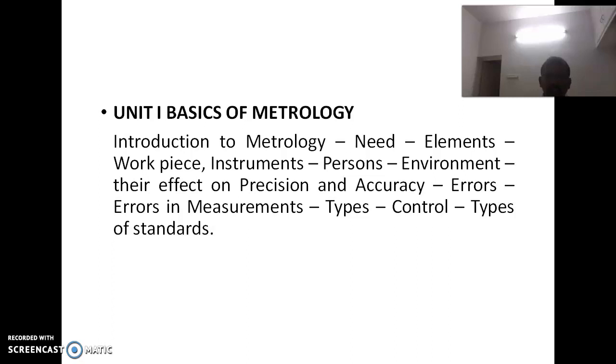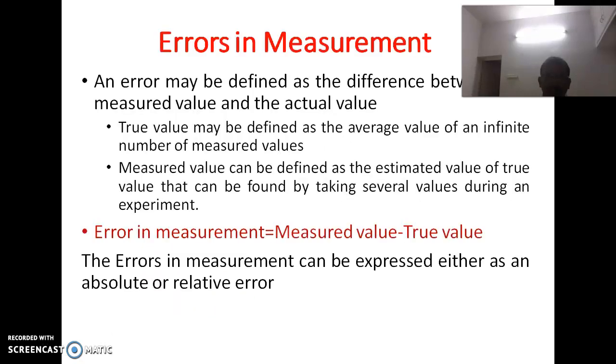Error is nothing but measured value minus true value. Measured value is the value observed by a metrological instrument. True value is a standard value. We will discuss the different types of errors. So error is the difference between the measured value and the actual value. Measured value is taken by a metrological instrument, and actual value is the true value. So error equals measured value minus true value.